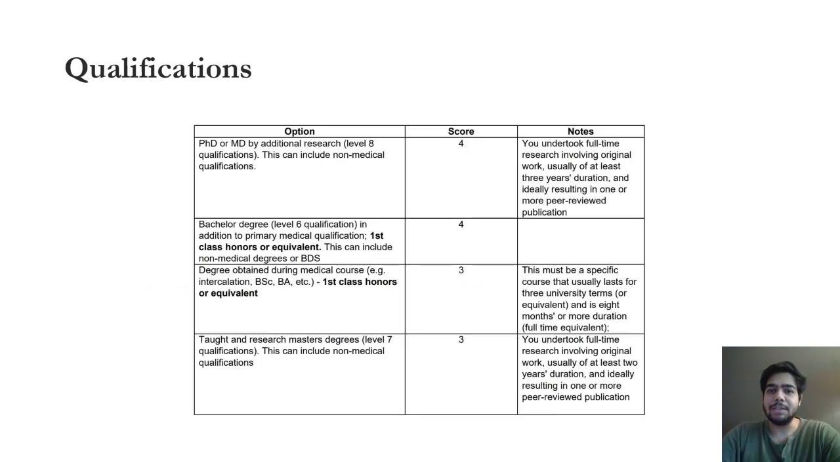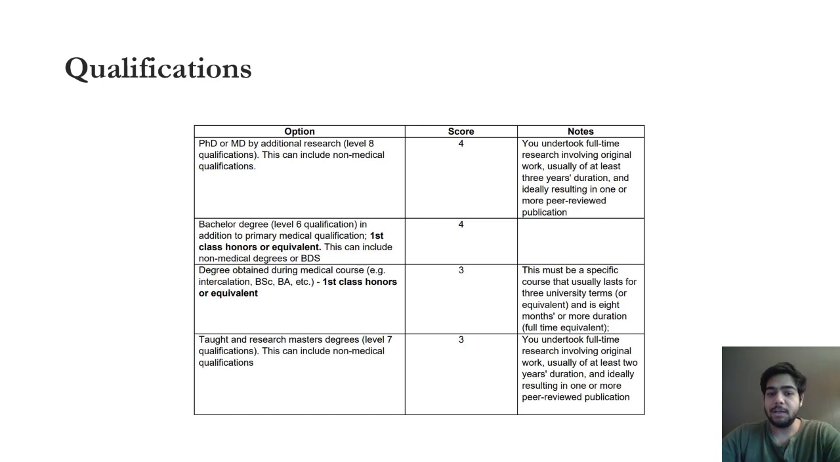The next domain is your qualifications. So if you have a PhD or MD by additional research, you get the highest score, which is a score of 4. If you have a bachelor degree in addition to your primary medical qualification and you have first class honors or equivalent, you get a score of 4 again.